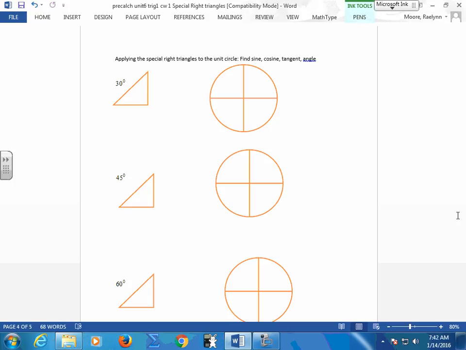So, we're going to start with the 30-degree triangle, and we're going to label it for a unit circle. Opposite the 30 was what value? 1/2. The radius is 1, I'm on a unit circle. So go back to the triangles that we just did and find the triangle that has a hypotenuse of 1. What's opposite to 60? Radical 3 over 2.